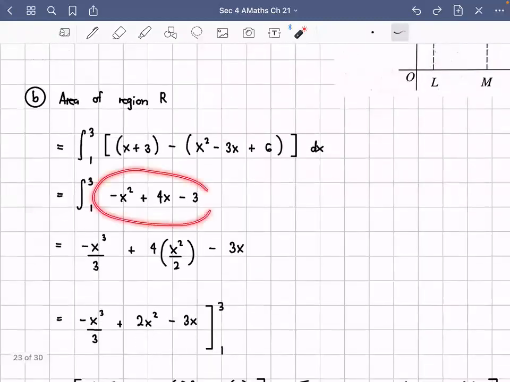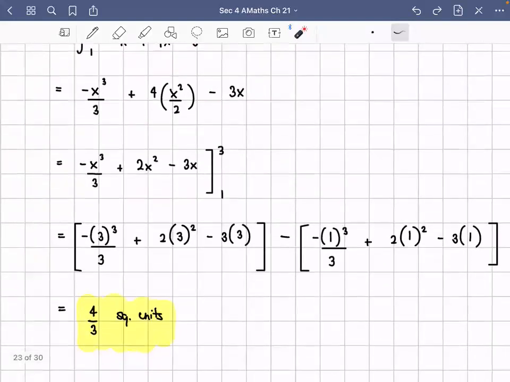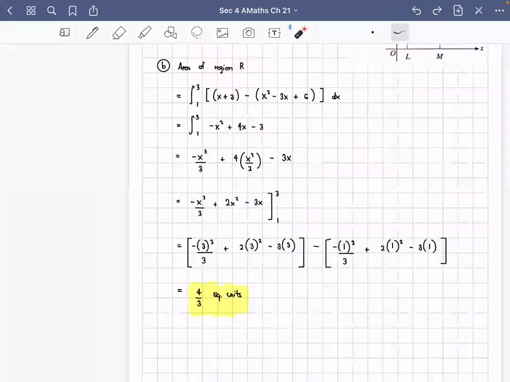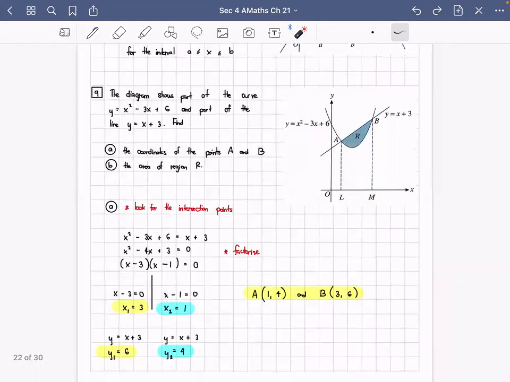So we need to get the antiderivative of this. So by getting that, this became negative x cubed over 3 plus this one. This is 4, and then this is now x squared over 2 minus 3x. Simplifying this further, just bring down this, then cancel 4 and 2, you got 2x squared, and then bring down 3x. So let's evaluate this, and take note, your upper and lower limit is 3 and 1. We get that from letter A.